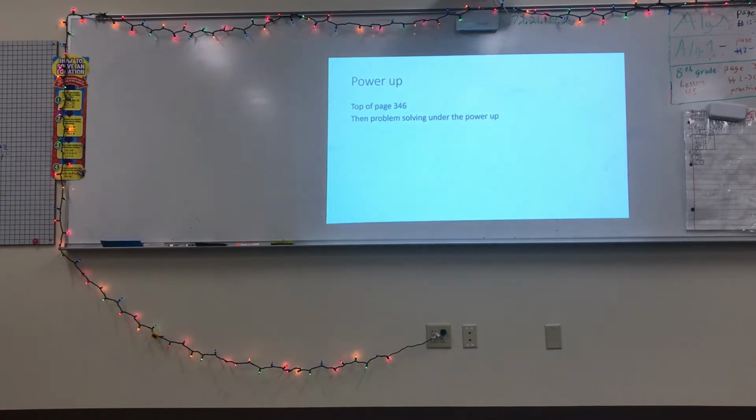Alright, at this point you can do the power up, then the problem solving under the power up. The reason I'm having you do that on this one, it's probably the first time all year we've done it, but I think it is very helpful. Okay, so the first one.